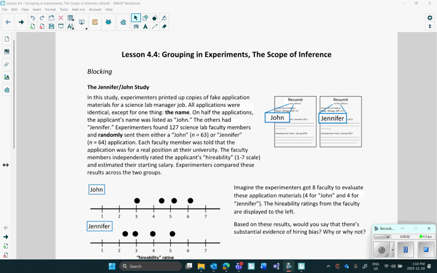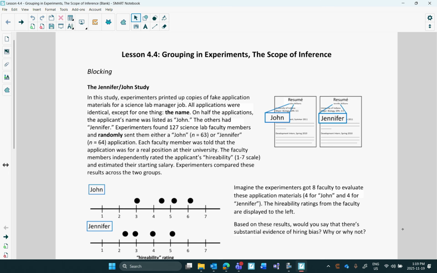So in the last lesson, we talked about experiments, and the four main components of a good experiment, which are control, replication, comparison, and random assortment. Those are what make a good experiment.